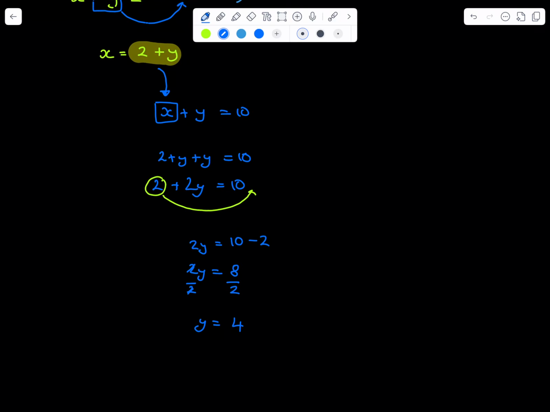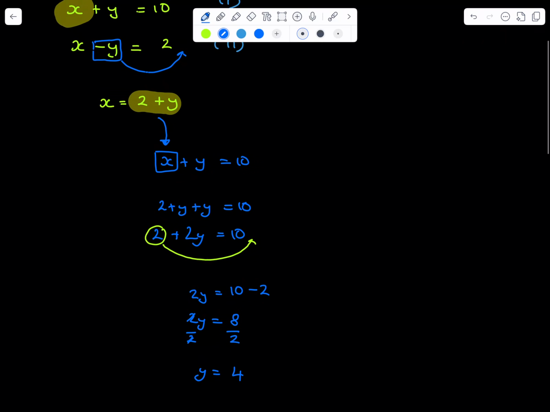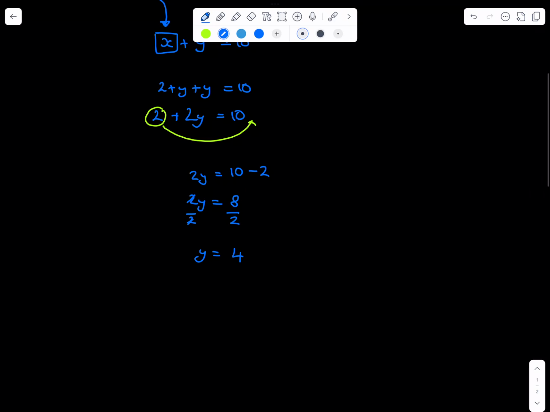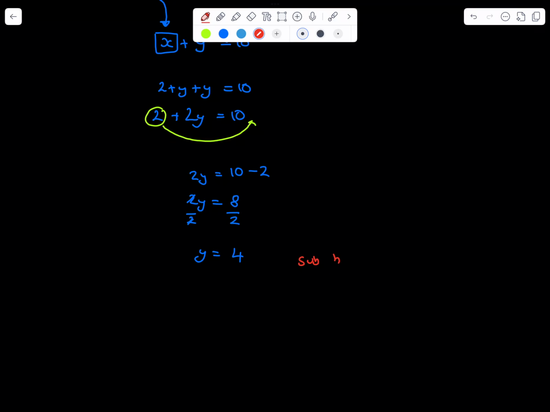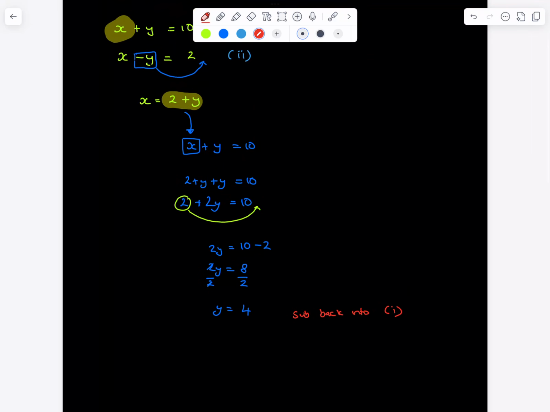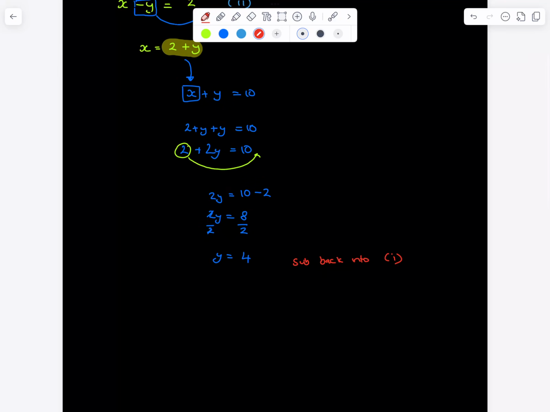Nice. So we've got our first value. And then a lot of students forget to do this. We need two solutions. So you need to substitute that back into either equation 1 or equation 2. So make sure you sub back into, let's sub it into equation 1. It doesn't matter which one you sub it into, you should get the same answer. So equation 1 was just x plus y equals 10.